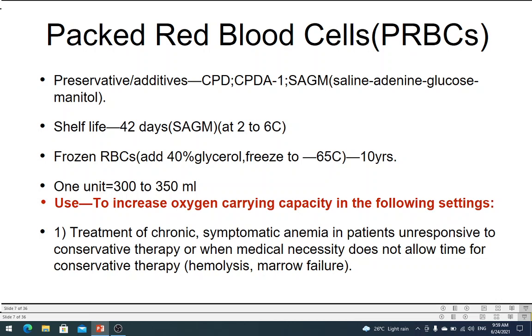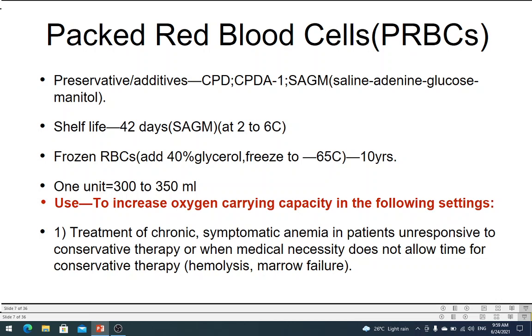I told you packed cells are derived from the whole blood that the donor gives, and our donor gives around 450 ml of blood. So packed cells constitute about 55% of this. It will work out to about 300 to 350 ml. You understand? That is 1 unit of packed cells.